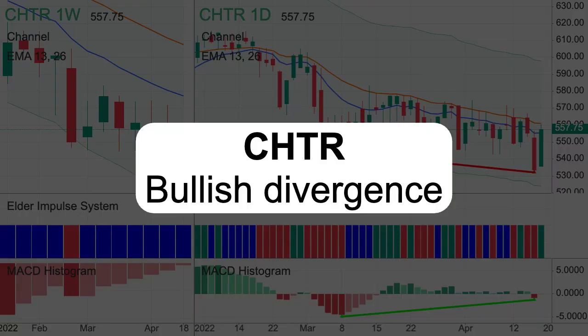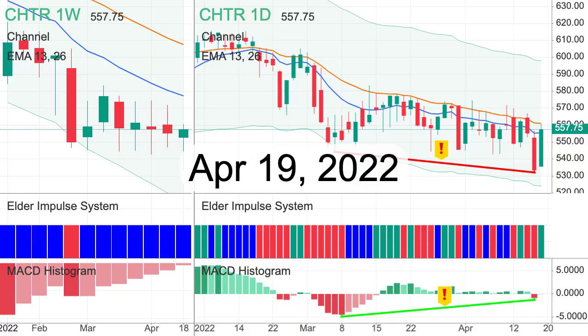Let's consider the stock of Charter Communications Inc. On April 19, 2022, a bull divergence formed in a downtrend. This is a strong buy signal. There is a first light bar on the histogram. Are you ready to submit a buy order? There is a blue bar on an Elder impulse system on the weekly chart.